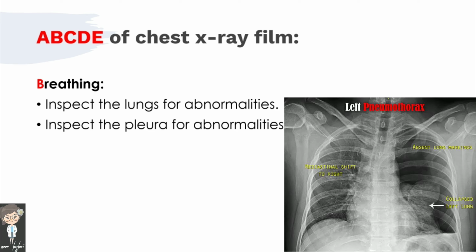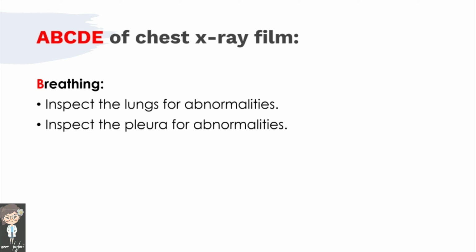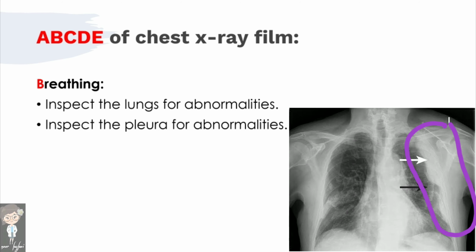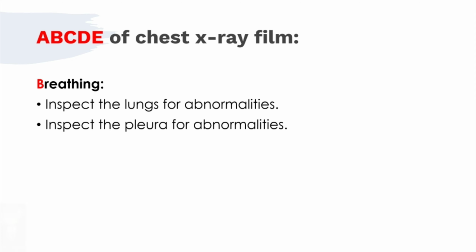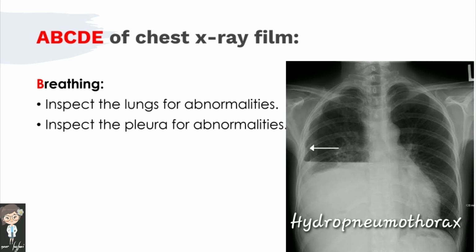Then check the pleura for abnormalities. The pleura is not usually visible in healthy people, and if the pleura is visible, it indicates pleural thickening associated with mesothelioma. Fluid or blood can accumulate in the pleural space, causing increased opacity on chest X-ray in hydrothorax and hemothorax. In some cases, a combination of air and fluid accumulates in the pleural space, called hydropneumothorax, resulting in a mixed pattern of both increased and decreased opacity of the pleural cavity.